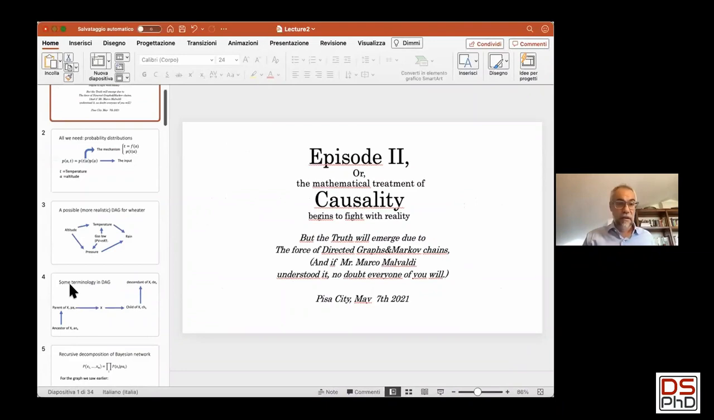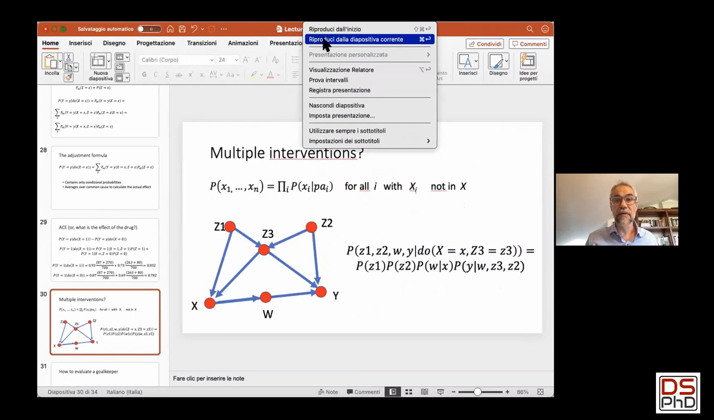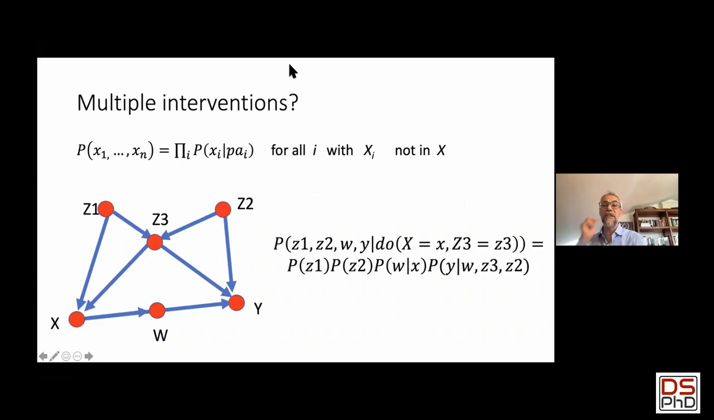Let's restart with the presentation. We saw already how to intervene on a single variable. I may be tempted to ask myself if it is possible to do multiple interventions. So I can intervene on a patient by modifying the drug that he takes and the diet, the caloric intake amount. Of course, I can, and I can do it even on a graph.